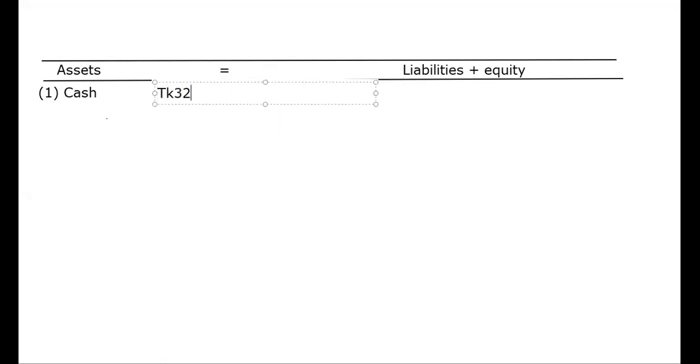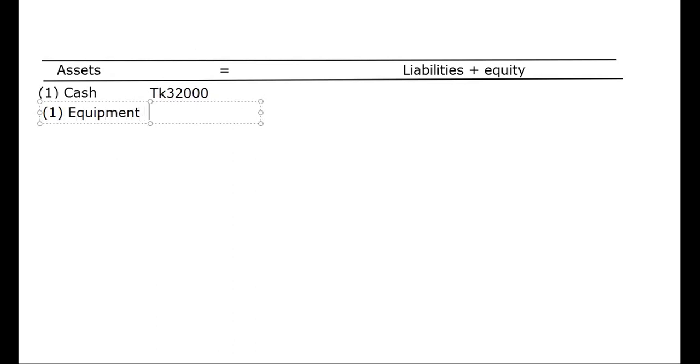Taka 32,000. First amount you should mention with the money sign. Other amounts should not be mentioned because it indicates all amounts are taka. Then in the transaction, you also have equipment. Equipment value 14,000 should also be mentioned here. Then the other entities that should be included here, that is the liability scenario. So you should write here equity.